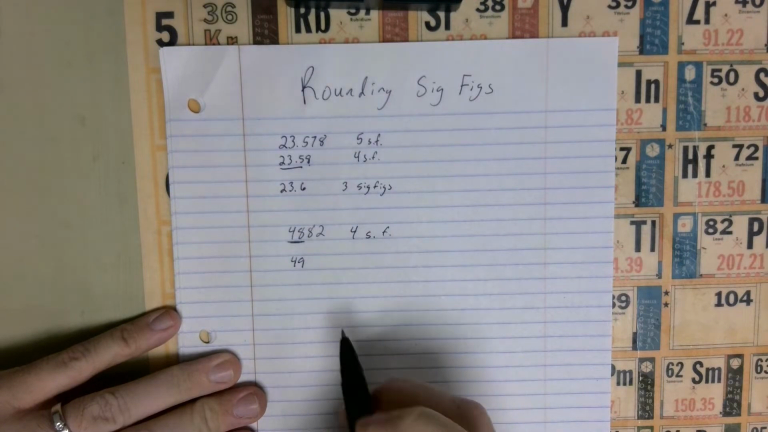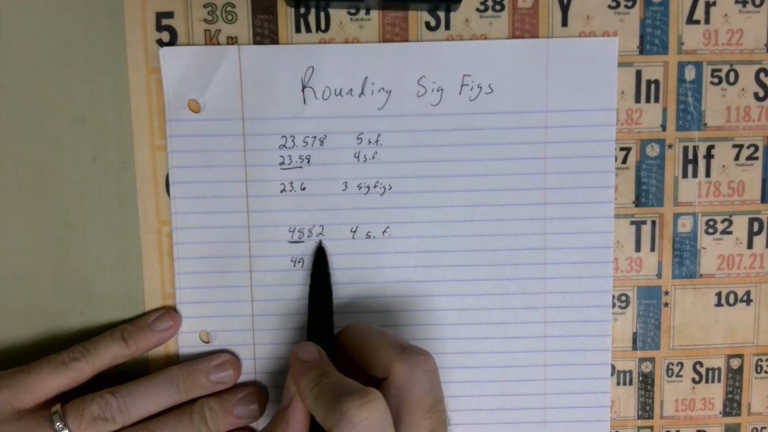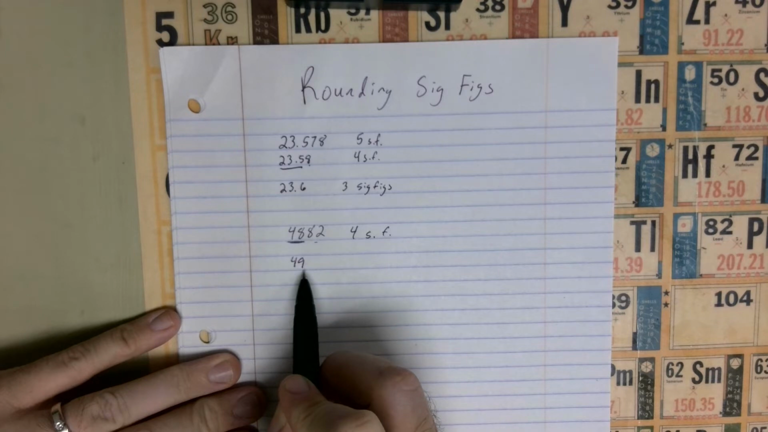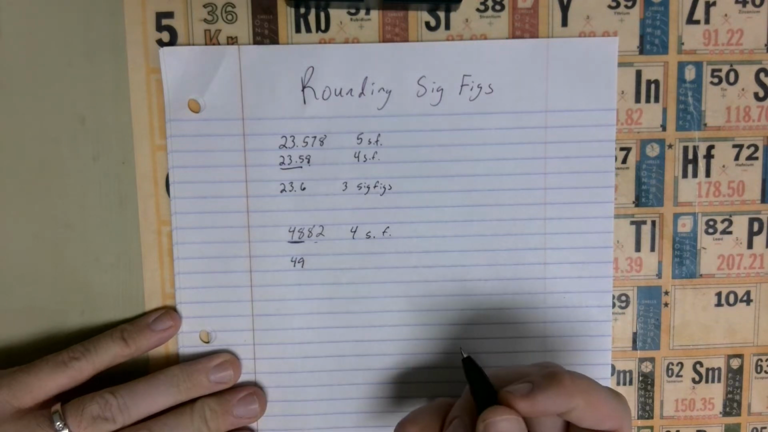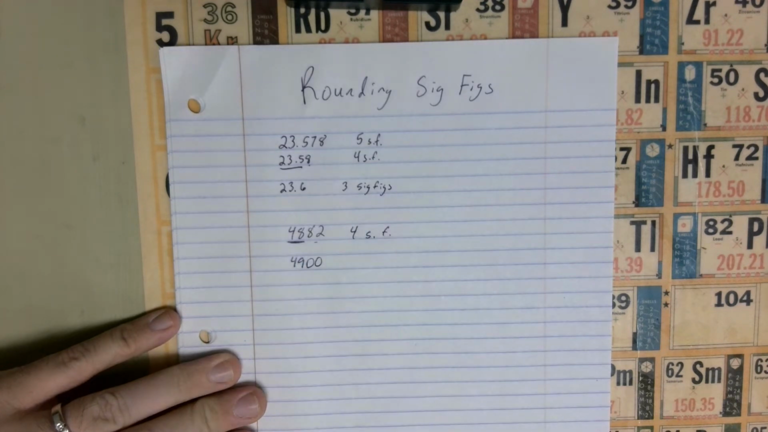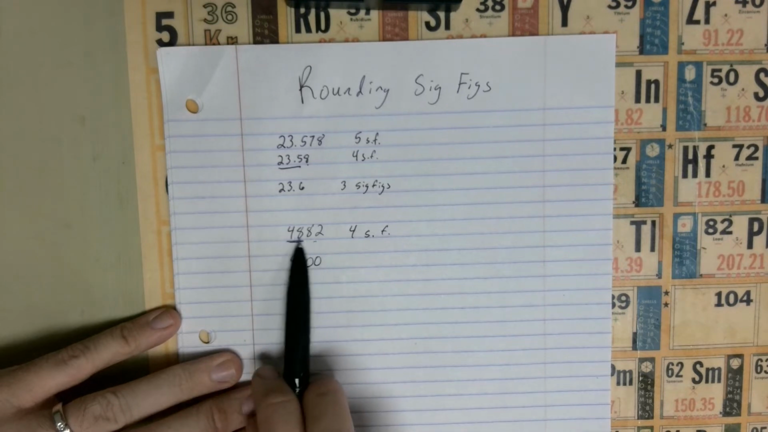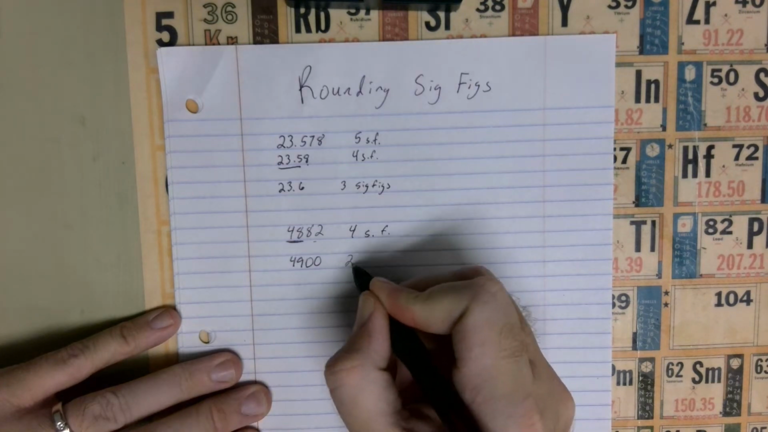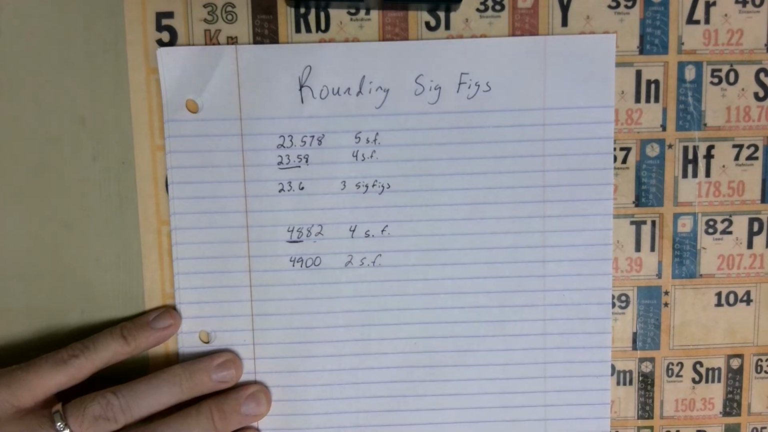Now, I have to still account for these place values. So I can't just put 49. I need to actually make these in the right place value. So I'd add zeros at the end. So 4,900. If I just leave it as 49, that changes the number completely. 49 is totally different than 4882, whereas 4,900 is not all that different, we're simply rounding. So now it has 2 sig figs.